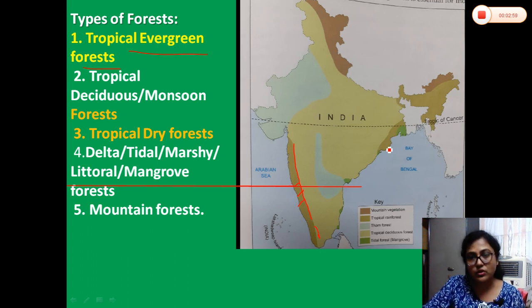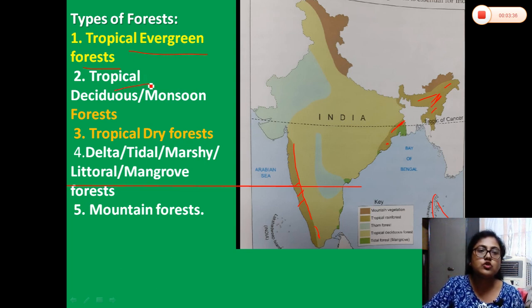Next are parts of West Bengal. See here, this area of West Bengal is under the tropical evergreen forest. Then parts of Odisha, here is Odisha, so parts of Odisha also. Then the northeastern states and Andaman and Nicobar Islands. In the Andaman and Nicobar Islands this forest is found due to heavy rainfall, and in the northeastern hilly states, the Seven Sisters, and here in Sikkim also, in these parts the tropical evergreen forest is found. The reason is heavy rainfall.